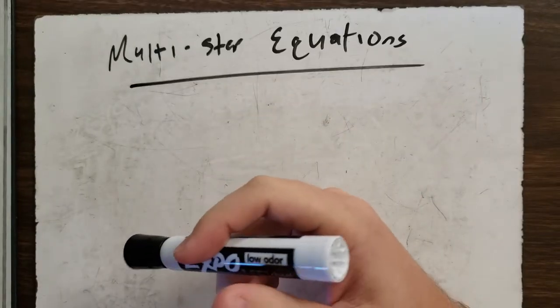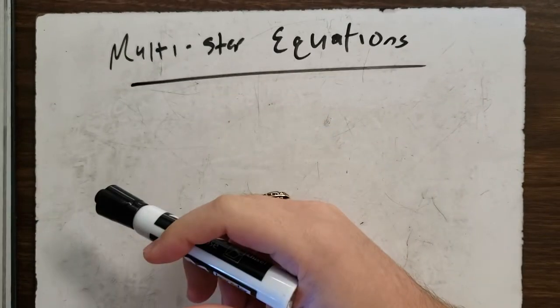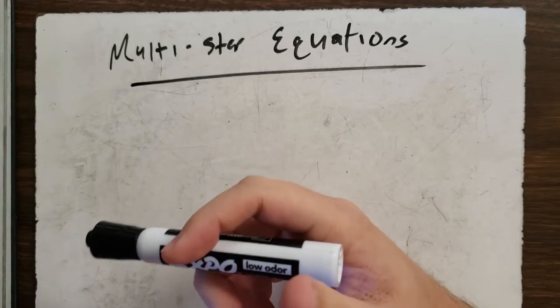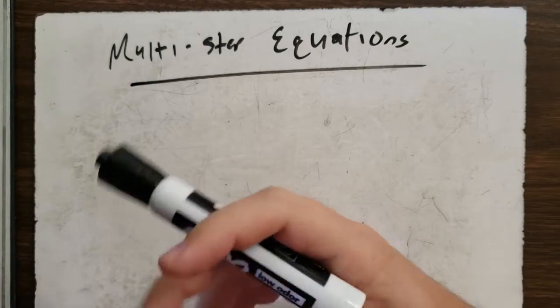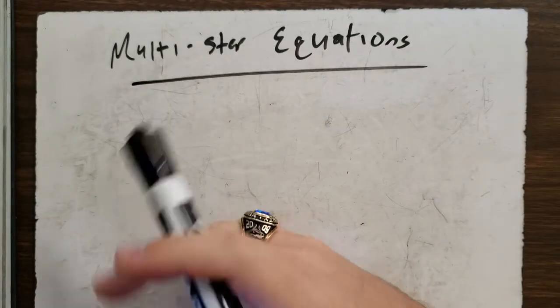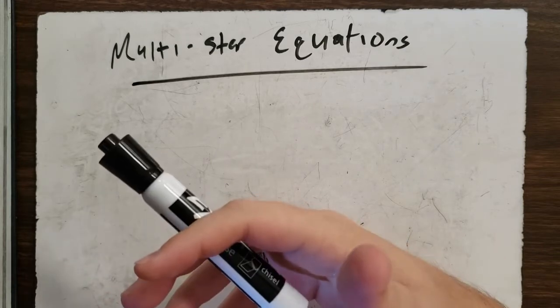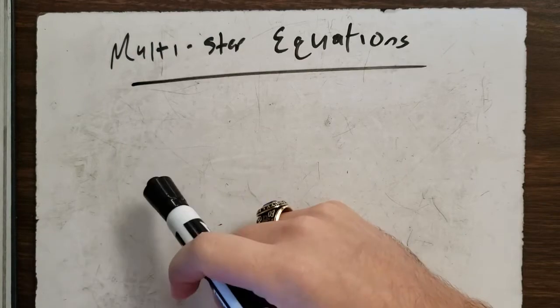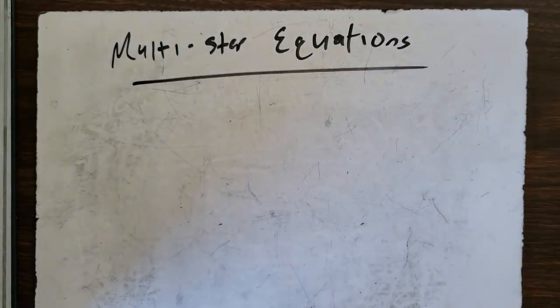Now remember, just because we're adding more steps to it doesn't mean that we're making it harder or more complicated. We're just adding extra steps of things that you already know how to do, that we've already learned in previous videos. So don't freak out, just take it one step at a time to get your final answer and solve them for the variable. Let's start with our first example.